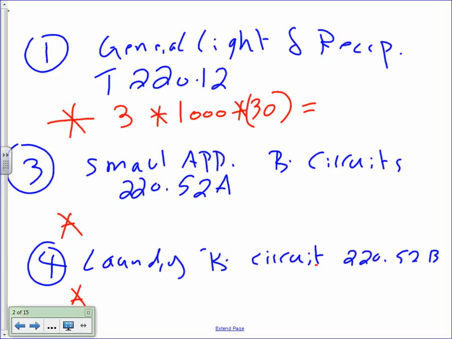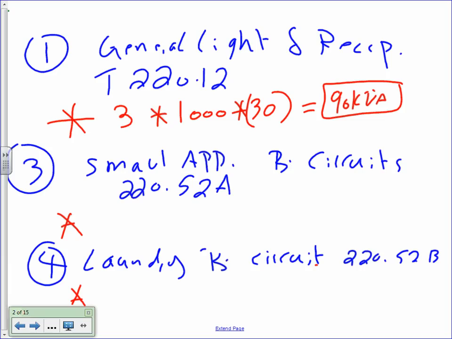Any questions, guys, about this? Everybody's okay with this? 30 units, 1,000 square feet each, multiplied by 3. Anybody have an answer? 90 kVA. Done. So 90 kVA. Any comments? Any questions about this? Is it wrong or no? 90 kVA. Okay. Any comments? Any questions about this?